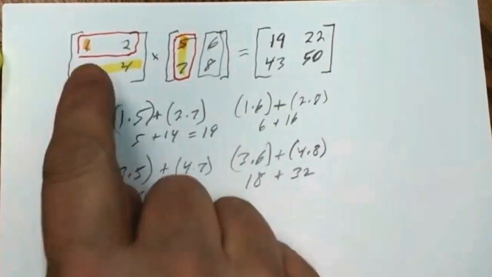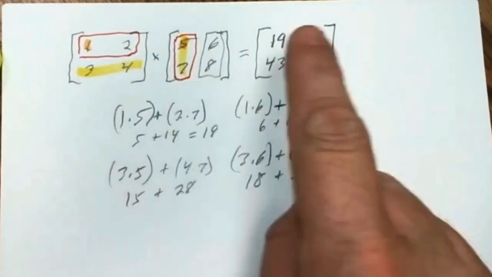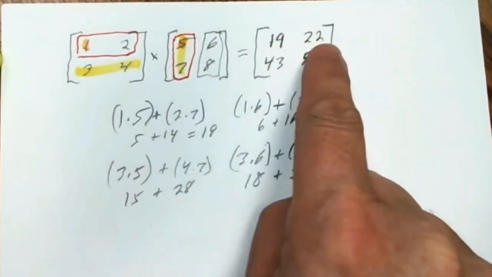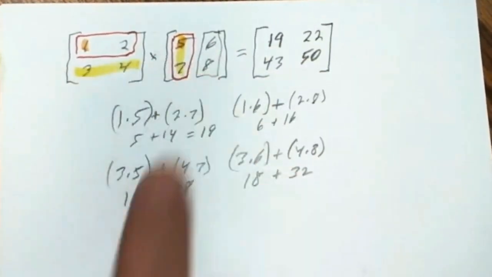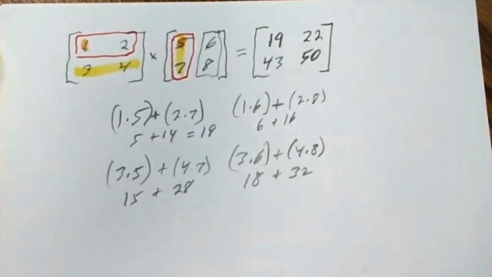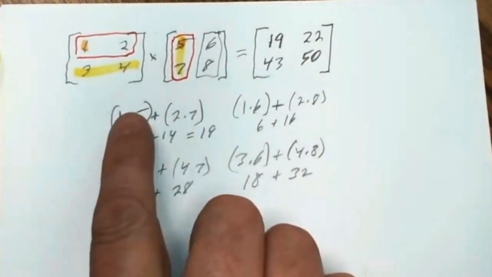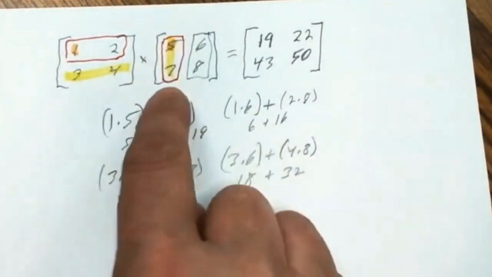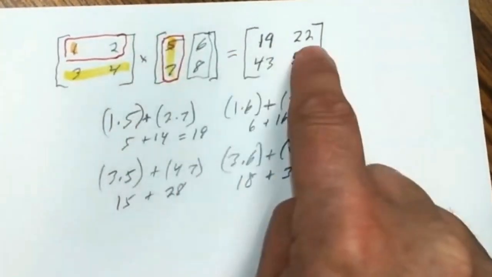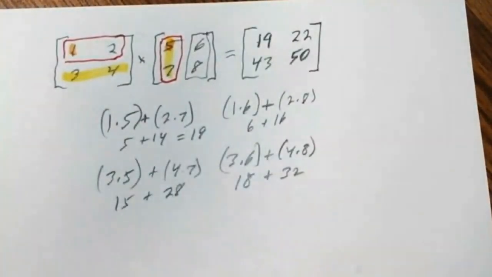So when you multiply this matrix times this matrix, you get 19, 22, 43, and 50. This is very, very different than addition and subtraction or scalar multiplication. So you really got to practice this. You really got to pay attention to make sure you understand which row and which column you're doing this with so you can keep that straight.